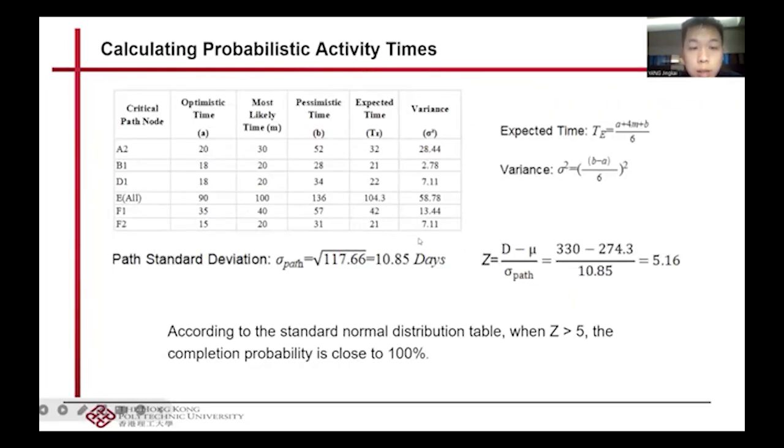This slide is about calculating probabilistic activity times. By using the formulas provided, we can determine that data is greater than 5. Referring to the table, we can know that the probability of the project being completed on time is almost 100%.